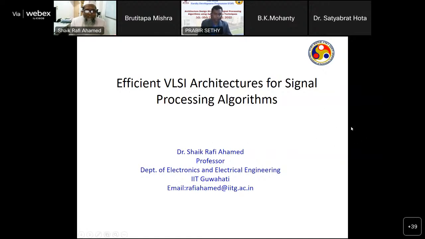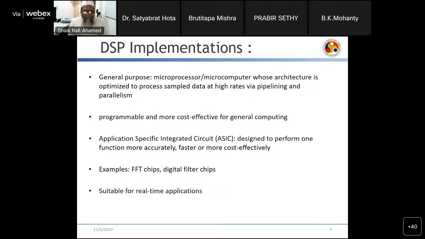So welcome to this session on efficient DSP algorithms using hardware. There are two possibilities. One is you can use general purpose systems such as microprocessors and microcomputers. The other one is the application specific integrated circuit. The drawback of general purpose computation is that they are programmable, but this is cost efficient for general computing, not for specific DSP applications.